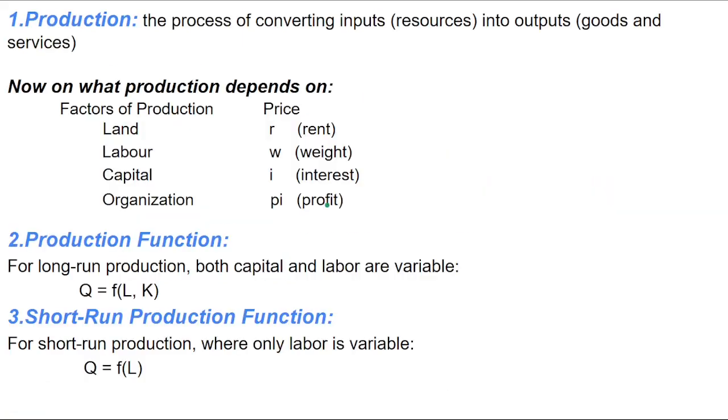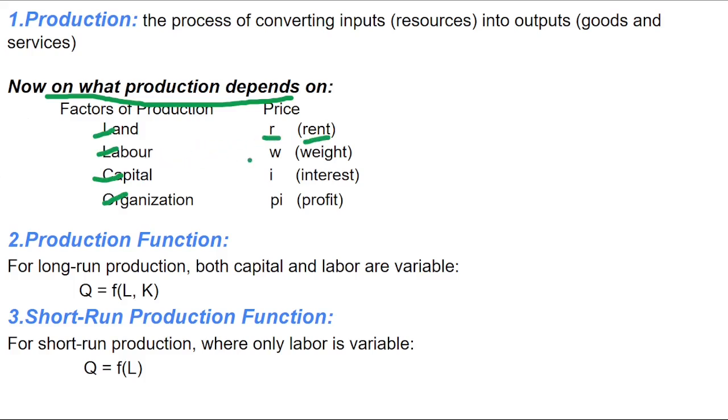At first, what is production? Production is nothing but the process of converting inputs, that is resources, into outputs, that is goods and services. Now, on what does production depend on? Factors of production are land, capital, labor, and organization. And price for land is rent, and we symbolize it as R.